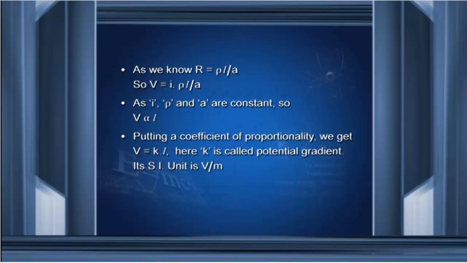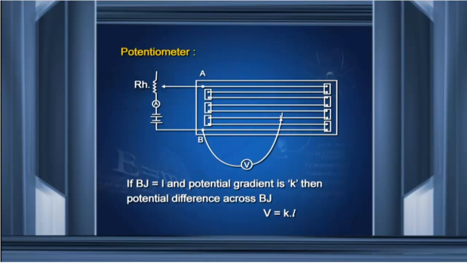If we calculate the value of K, then we can calculate the potential difference across any section of wire. If we know the value of K and any cell is giving a null point across a length L, then the potential difference across the length L will be V equals K into L.